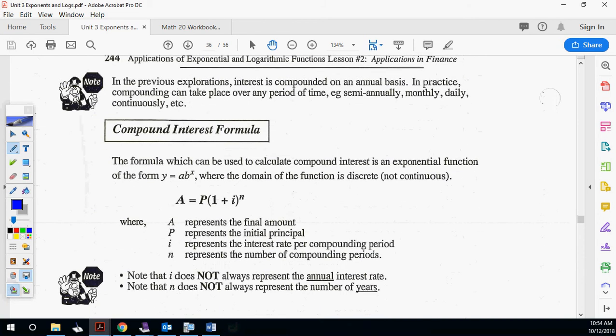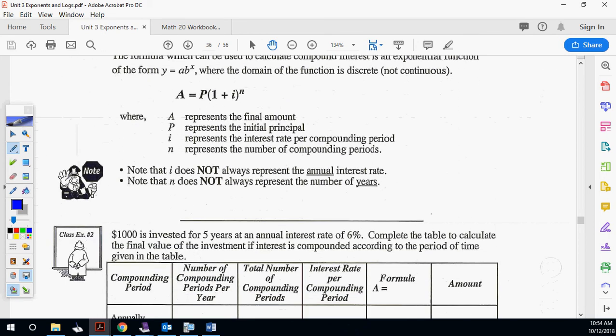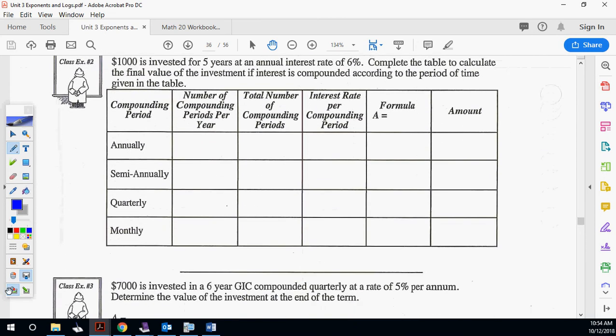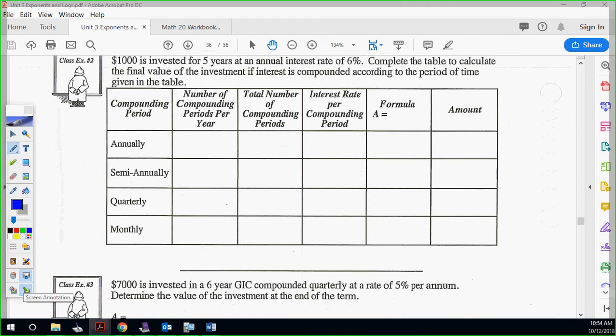Compound interest formula, we already got this. I just wrote it for you: A equals P times 1 plus i to the n. Annually, compounding period, so the number of compounding periods per year. If it says annually, that means how many times? Once. Semi, twice. Quarterly, 4. Monthly, 12.